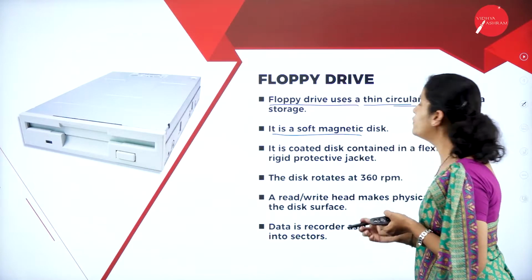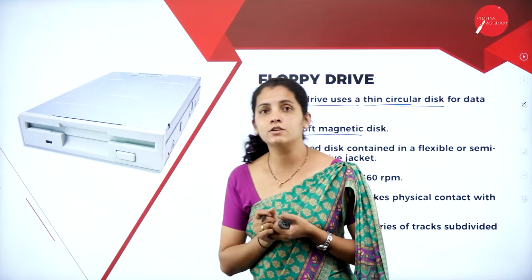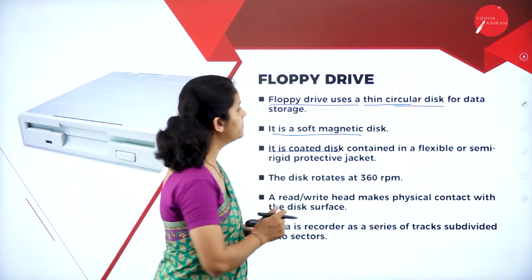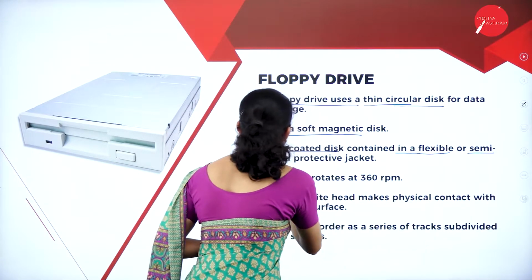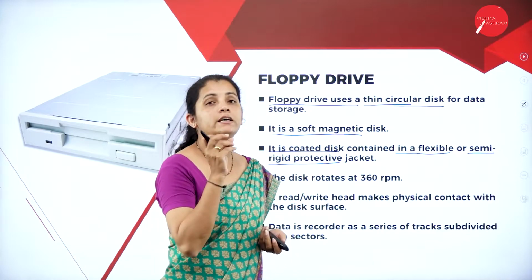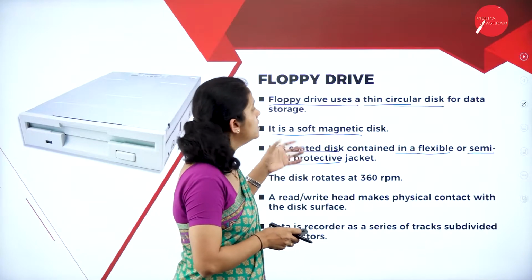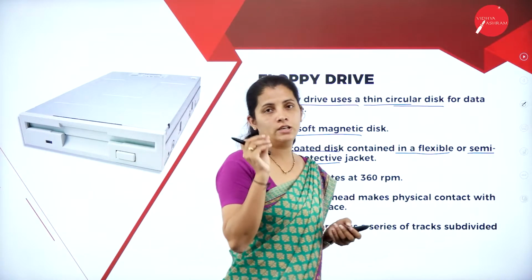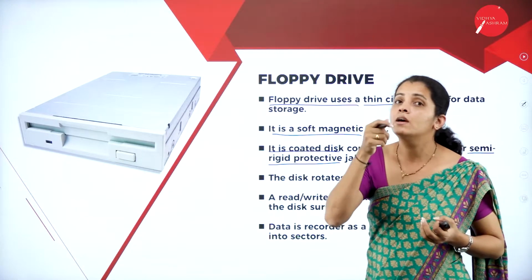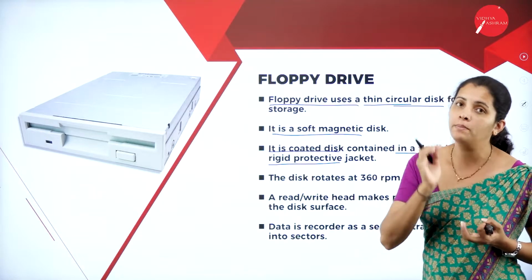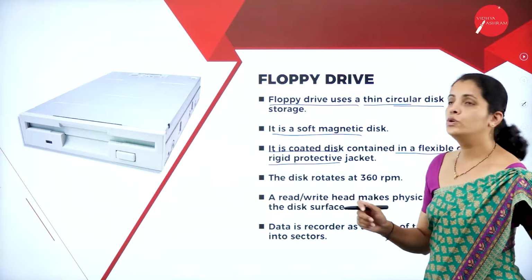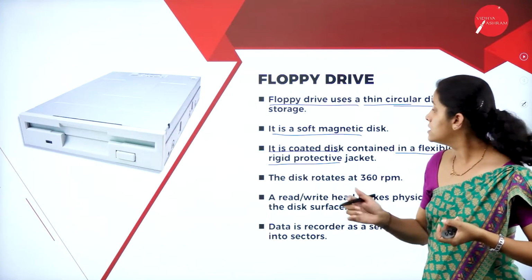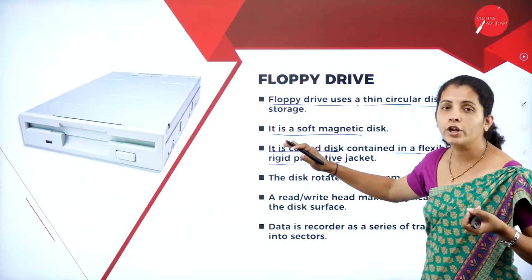So it is a soft magnetic disk. That means the floppy disk is also called a soft magnetic disk. It is a coated disk contained in a flexible or semi-rigid protective jacket. That means the floppy disk is made up of a flexible or semi-rigid jacket in order to protect the circular disk. The floppy disks are made using thin material, and I want to protect this thin material. For that reason, I'm going to use the semi-rigid protective jacket. So the outer cover is called the semi-rigid protective jacket.